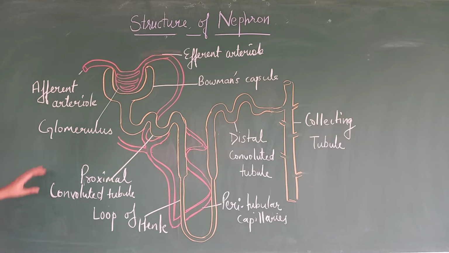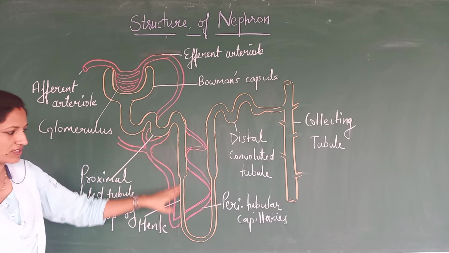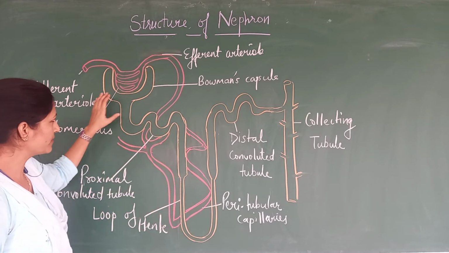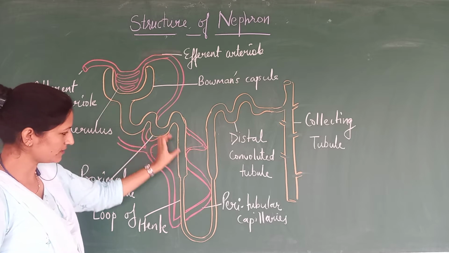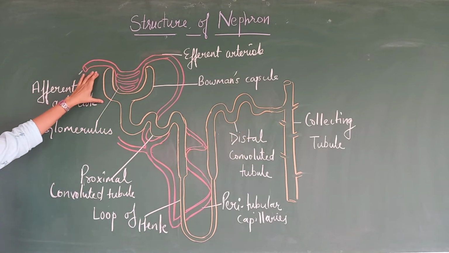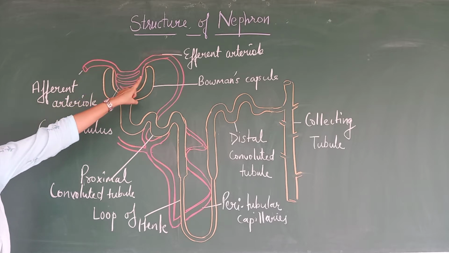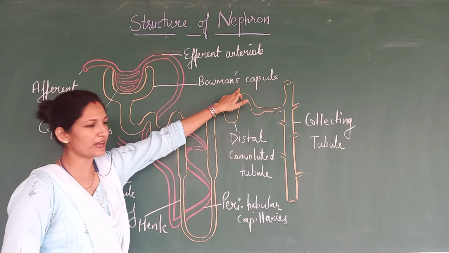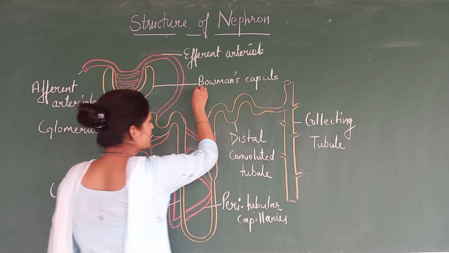So as you can see, this nephron is a tubular structure, a tube-like structure, a continuous tube, from this particular region to the last. This particular part, the first cup-shaped structure, this is the Bowman's capsule, after the name of the scientist.